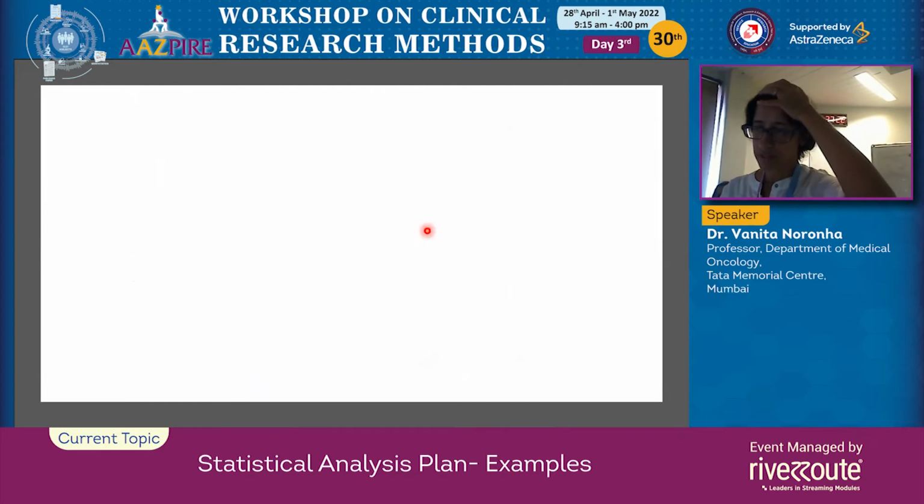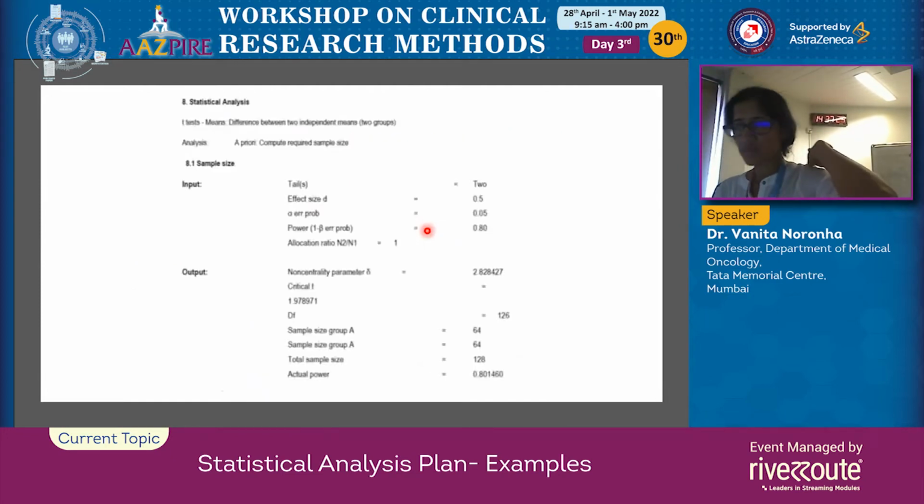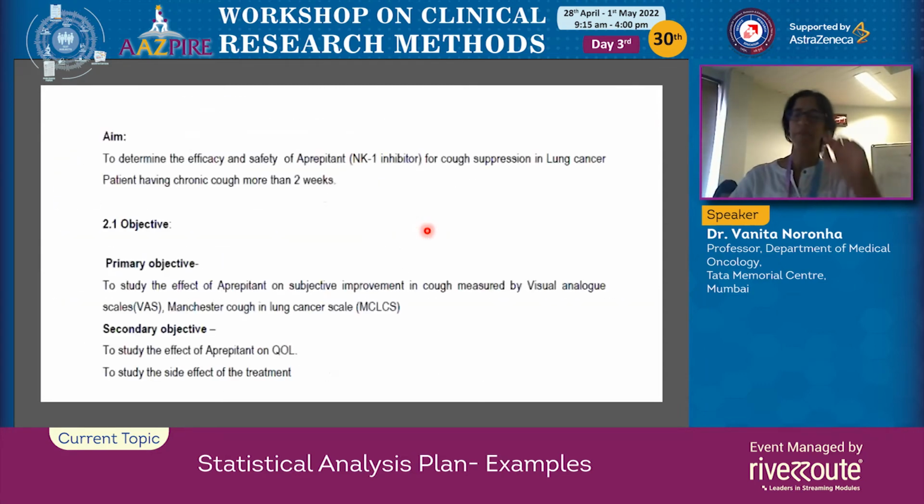So I think this was the statistical analysis plan. Whatever we put into the software to make a sample size, that got cut and pasted, and that was our statistical analysis plan. And this was the primary objective: to study the effect of aprepitant on subjective improvement in cough measured by the visual analog scale and Manchester cough in lung cancer scale.